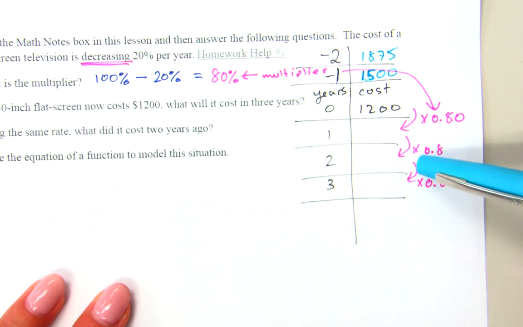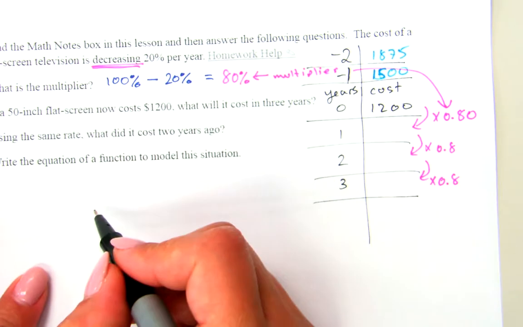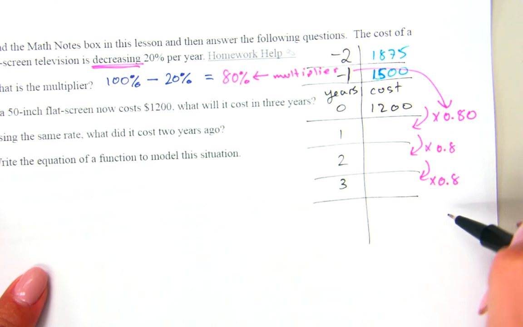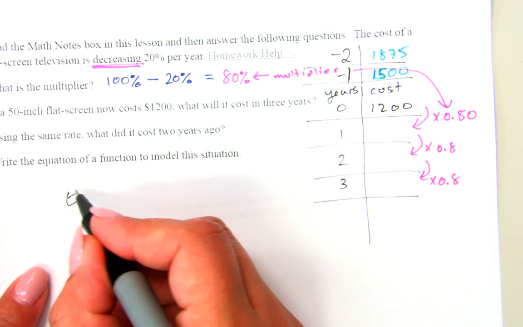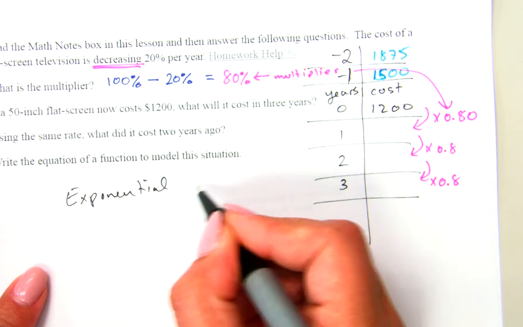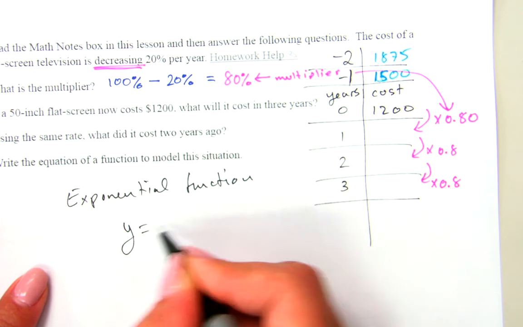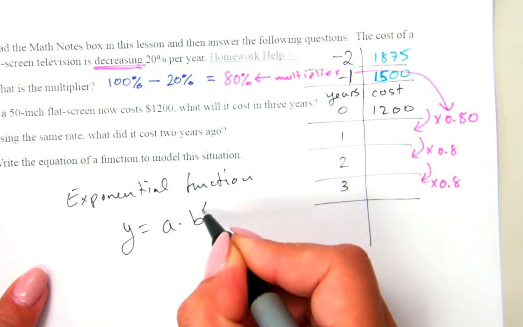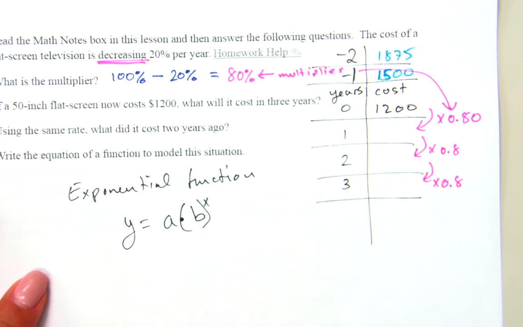It says write an equation of a function to model the situation. Since this is multiplication to get to the next number, our function is going to be an exponential function. And it's going to be in the form of y equals a times b to the x power. Okay? Or if you want, we can put parentheses around the b, whichever you prefer.